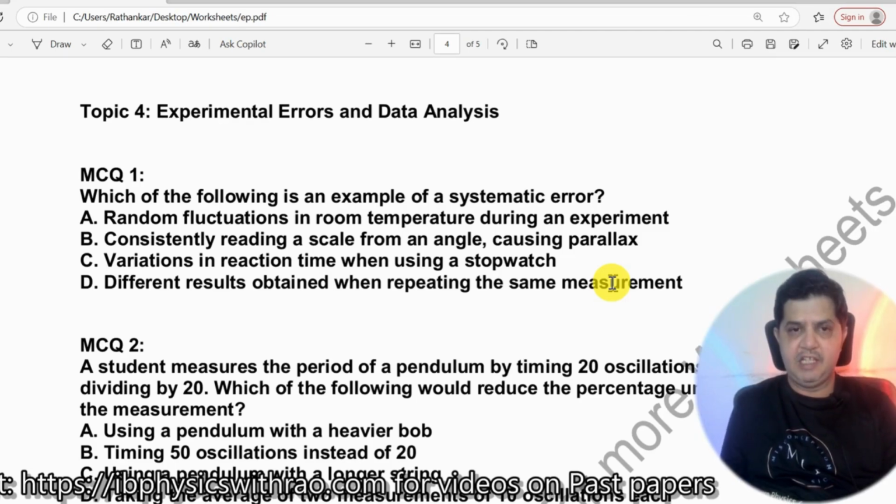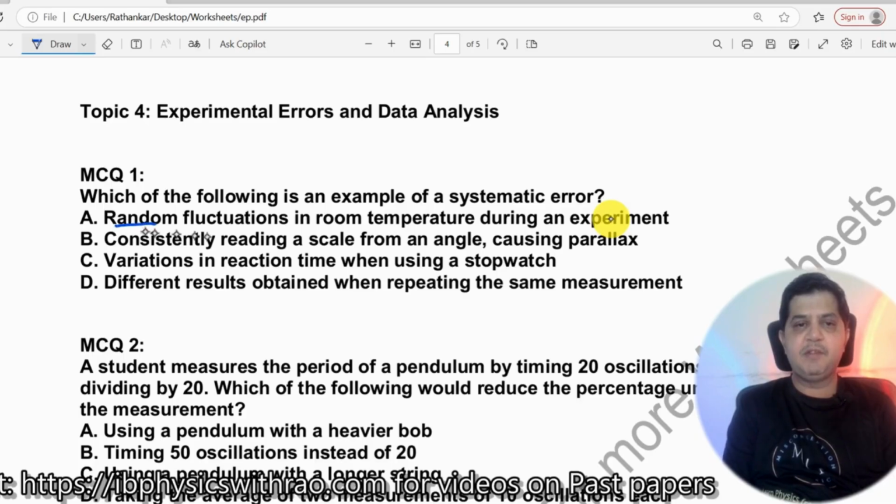Okay, topic 4, experimental errors and data analysis. First question, which of the following is an example of a systematic error? Random fluctuations. The moment there is a name called random, this definitely cannot be a systematic error. Room temperature doing an experiment, this is incorrect.